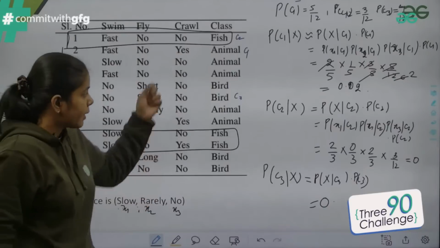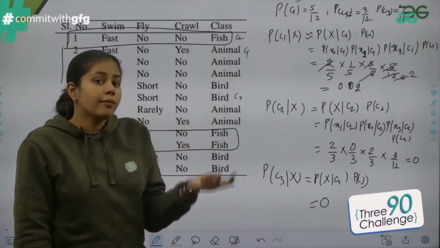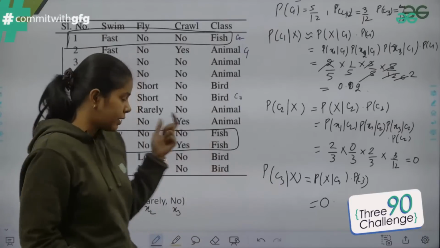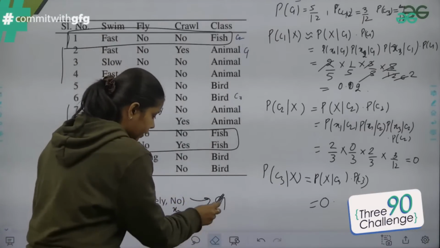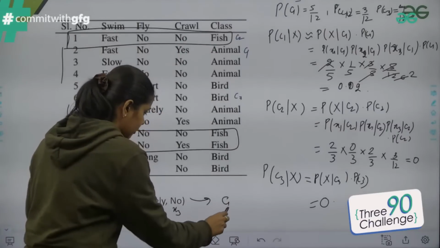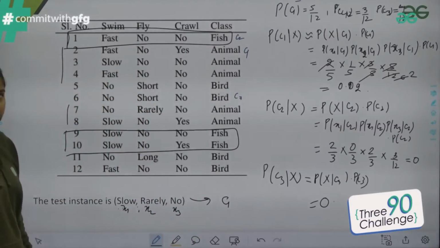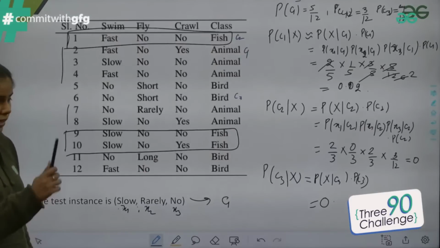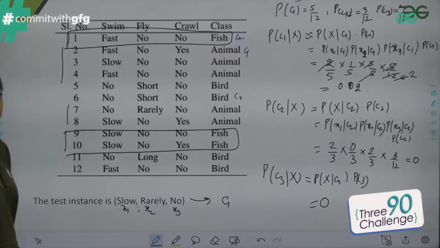Which probability is maximum? Given this instance, the probability of c1 is maximum, right? So that means this has the classification c1. So that means this species would be an animal. I hope you guys get how the naive classifier works. Kupu, you are asking how the naive classifier works. That's how the naive classifier works.